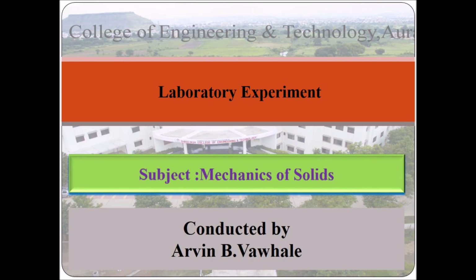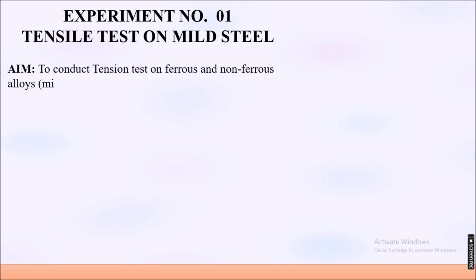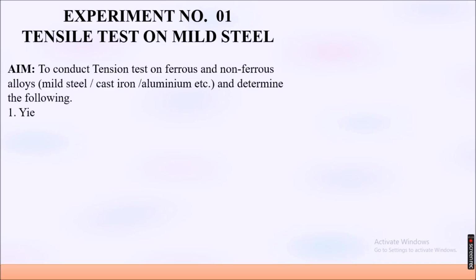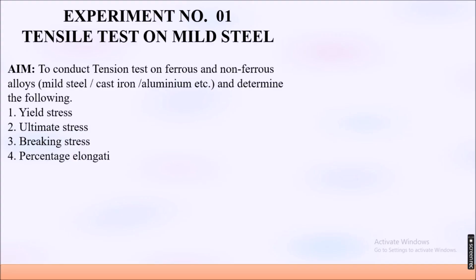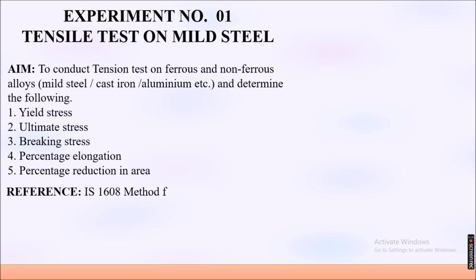Experiment No. 1: Tensile test on mild steel. Aim: to conduct a tension test on ferrous and non-ferrous alloys, mild steel, cast iron, aluminium, etc., and determine the following: 1. Yield stress, 2. Ultimate stress, 3. Breaking stress, 4. Percentage elongation, 5. Percentage reduction in area. Reference is IS 1608, method for tensile testing of steel products.